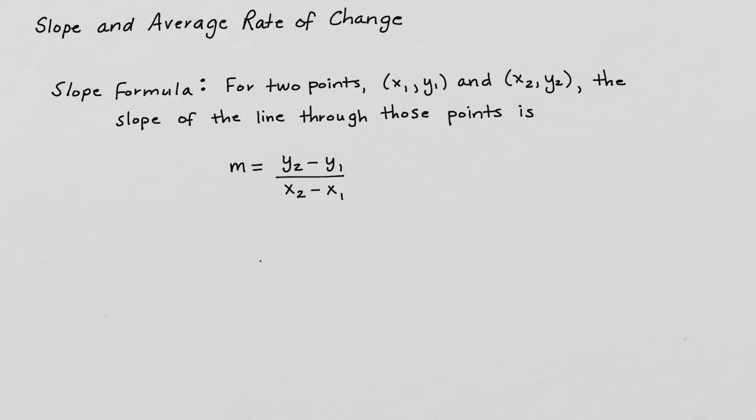In this video, we're going to talk about slope and also the average rate of change. So the slope formula says that for 2 points, (x1, y1) and (x2, y2), the slope of the line through those points is y2 minus y1 divided by x2 minus x1. And the order of the points doesn't matter, so you can subtract in whichever order you please as long as you stay consistent. So that means that this has to be 1 point, and this has to be the other point.